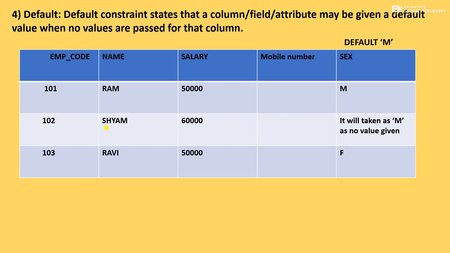Now what is this default? Okay, default constraints are also there, students. So default constraint states that a column, same, it's easy because we are discussing about this column or field only. Column like employee code, name, salary, mobile number. In default, if you see sex, I have also given that as male and female. Okay, default, I have given that male.